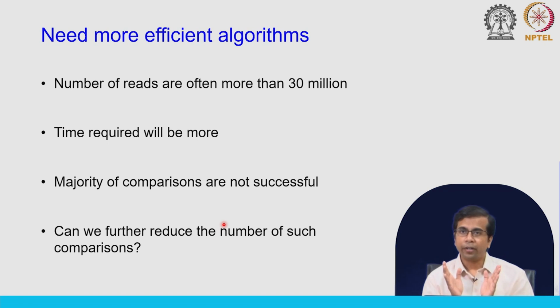So, can we reduce the number of such comparisons? If we can reduce this number of comparisons, then we can improve on time. So, we can probably focus on the successful comparisons and we can get to the results much quicker.